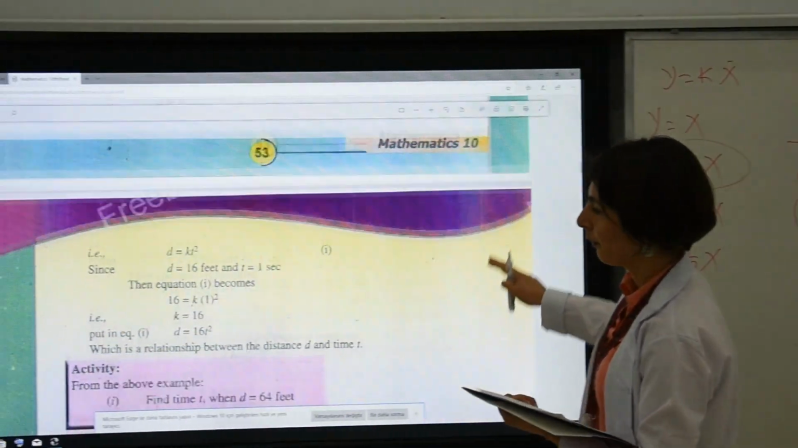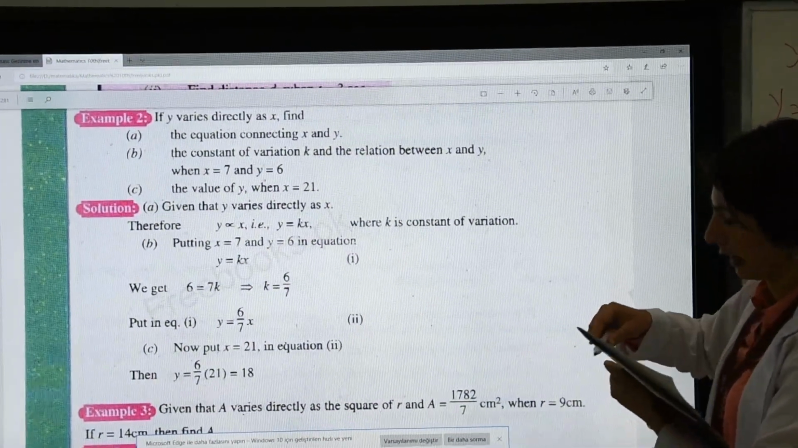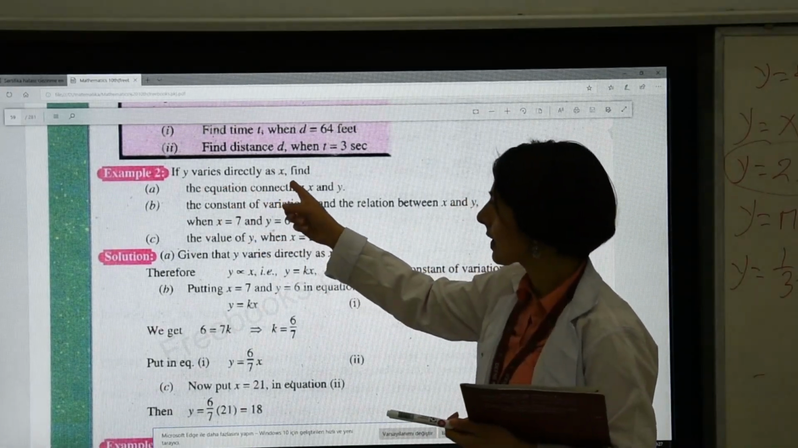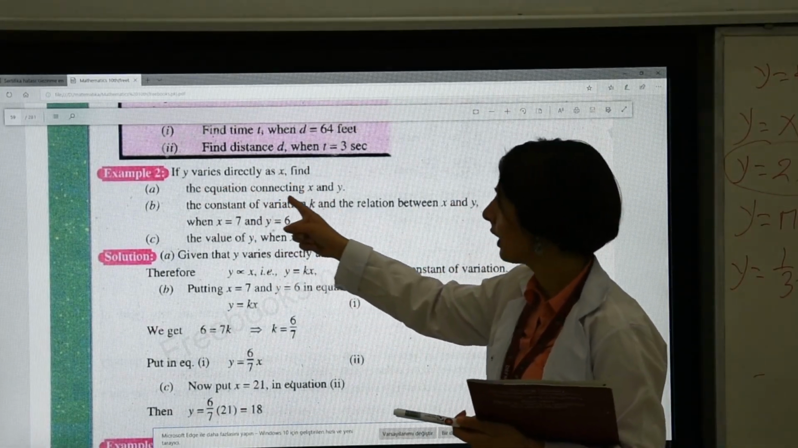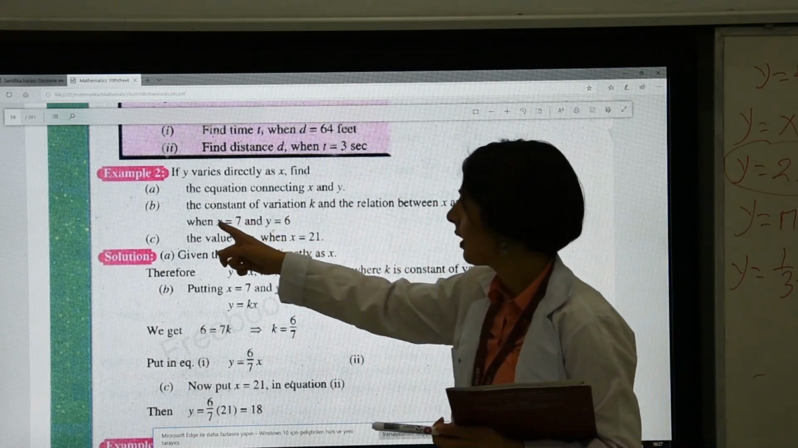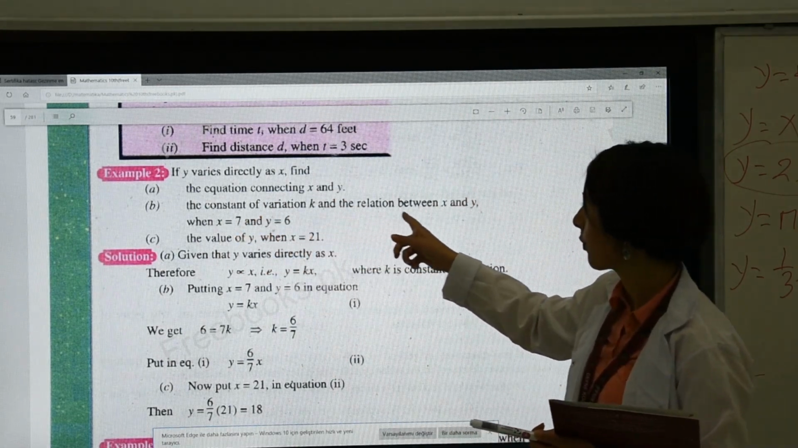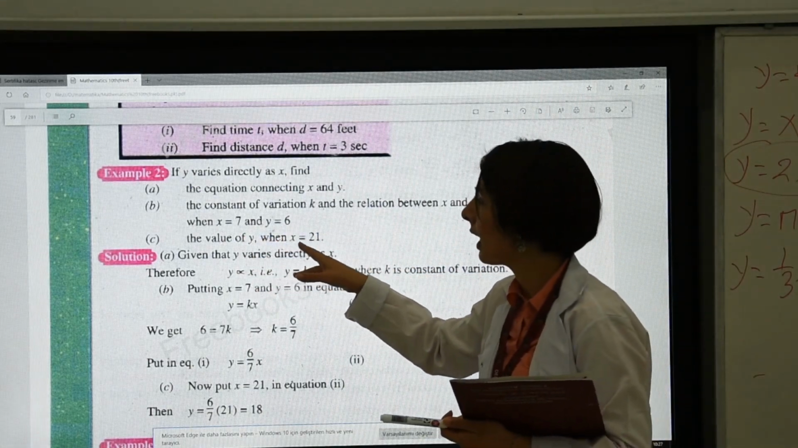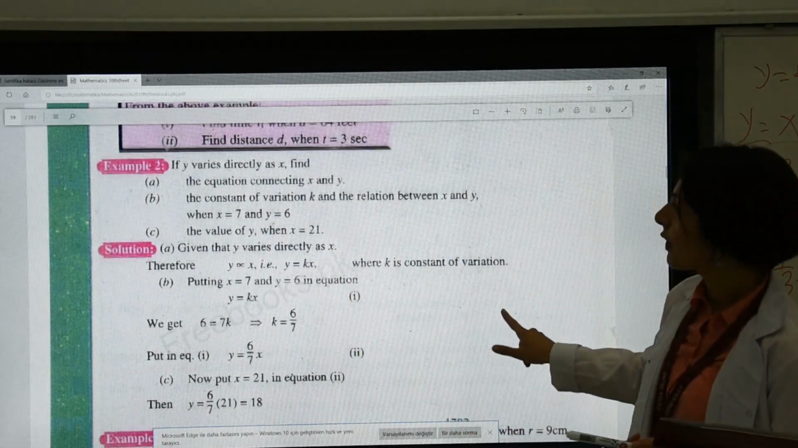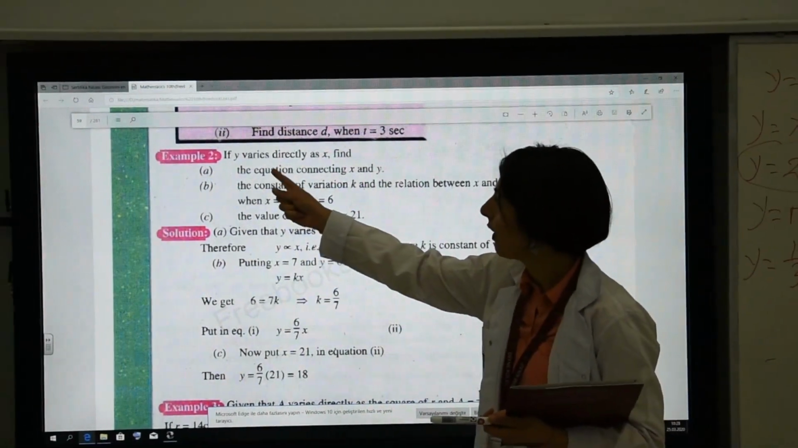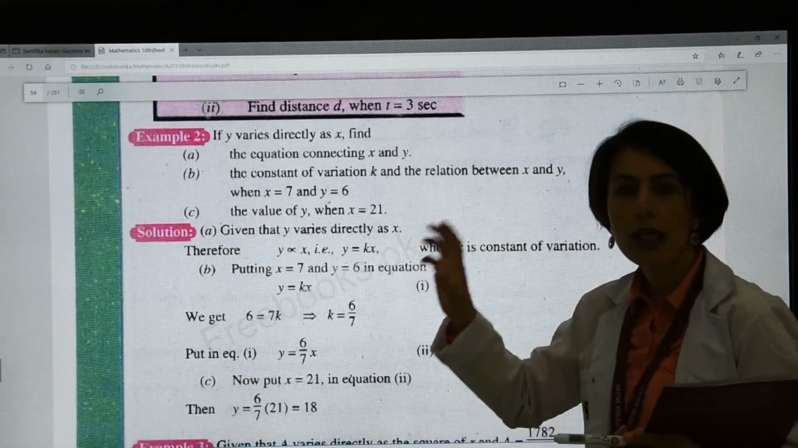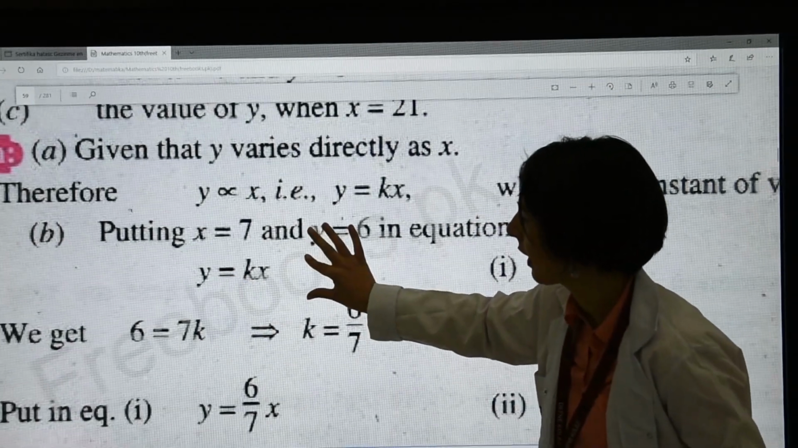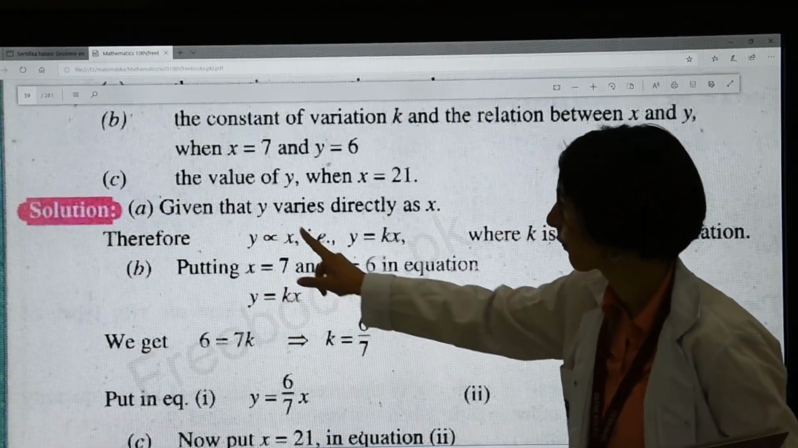Let's see an example. Let's see example number 2. If y varies directly as x, find A, the equation connecting x and y. B, the constant of variation k and the relation between x and y when x equals 7 and y equals 6, and the value of y when x equals 21. How can I find it? So first of all, I know that y varies directly as x, so I can immediately write y equals kx. You see? Here.